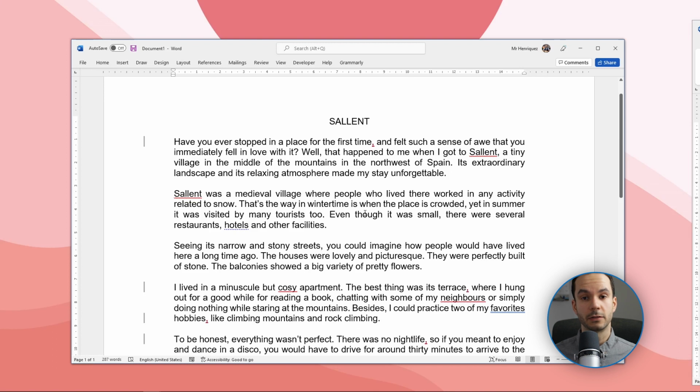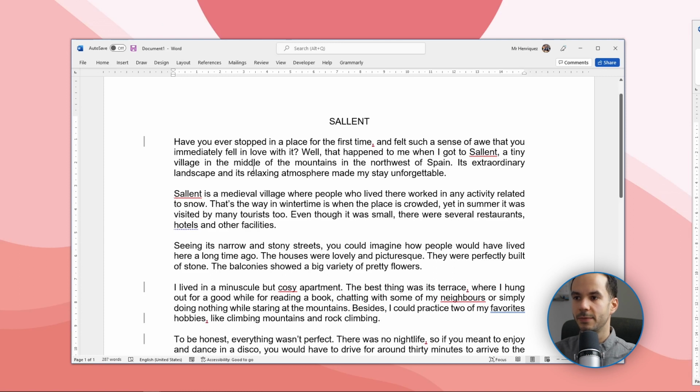So now we need to look at the description. And I expect a description of Salon. Now there is something with the tense here. We're describing something, and usually you would describe something in present tense. So we use present simple to describe something when we're giving facts. And that's the first thing I'm going to change in this description. So I'm changing it from was a medieval village to is a medieval village.